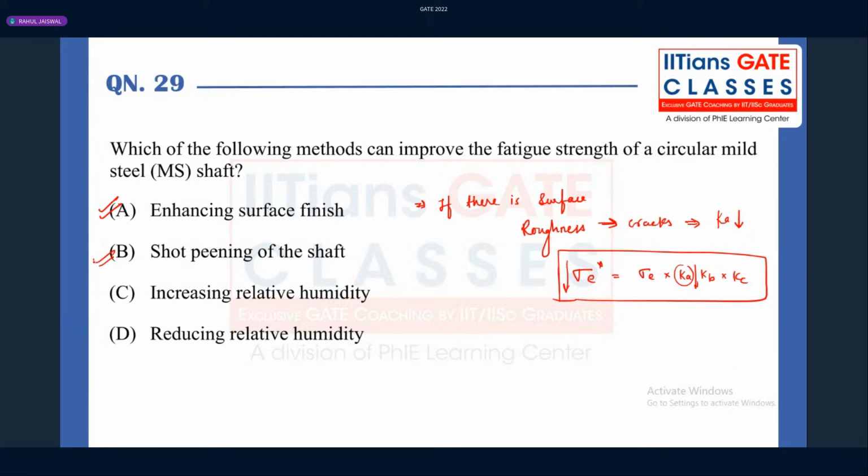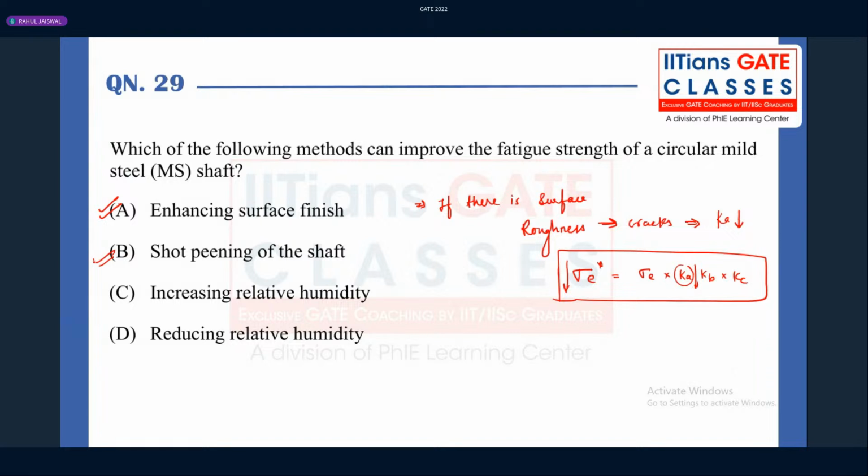I will explain. Coming to the next option, relative humidity. When you increase the humidity, humidity will cause corrosion. And if there is humidity, it may lead to more and more corrosion and more crack formation. So if you increase the relative humidity, corrosion will increase. What will happen with corrosion? Crack formation will increase, right?